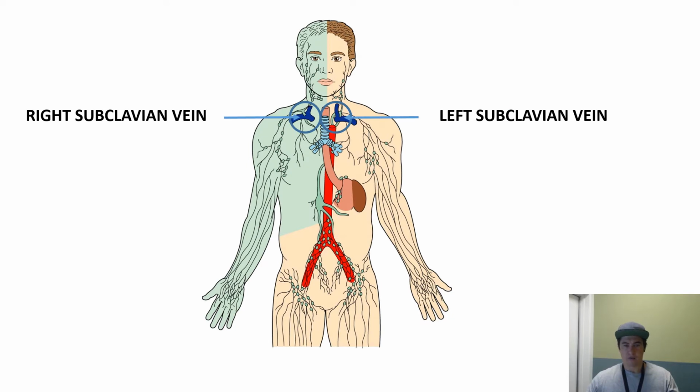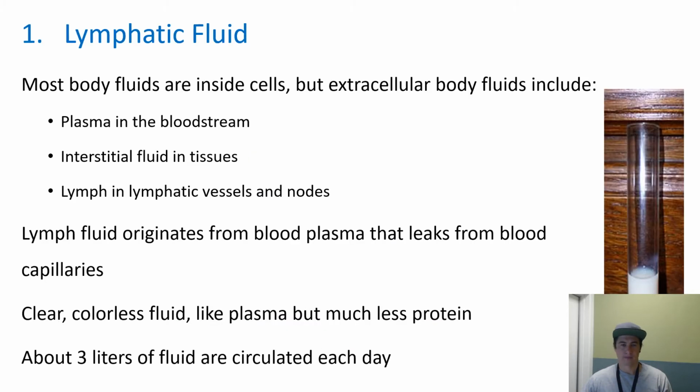So here's a diagram of those subclavian veins. You'll see the right side and the left side. If there was a skeleton on top of that, the clavicle would be sitting right on top of those subclavian veins. You'll also see that there's a blue shaded region and a skin colour shaded region. The right side, all of the lymphatic fluid from this side of the body is drained back to the right subclavian vein, and then all of the left and lower half of the body is drained back towards the left subclavian vein.